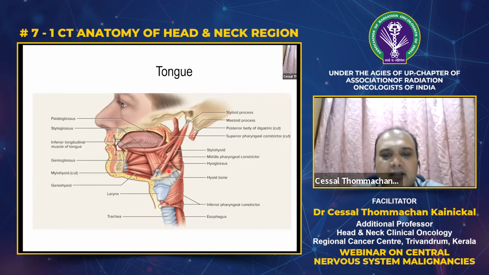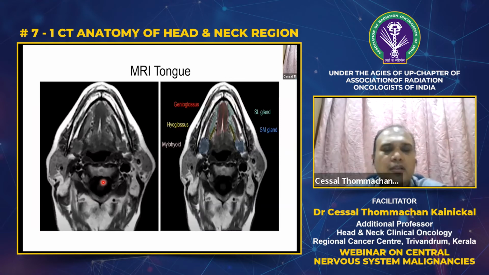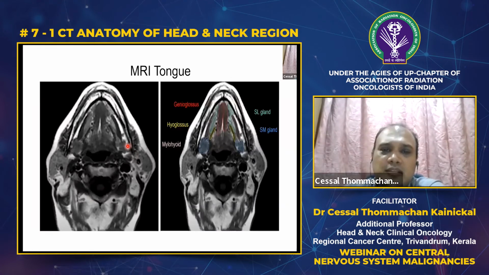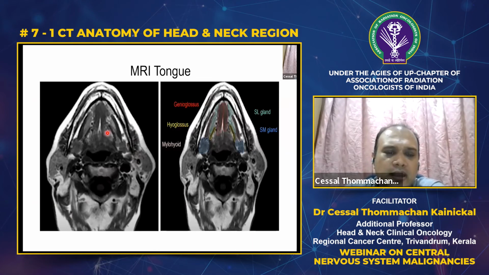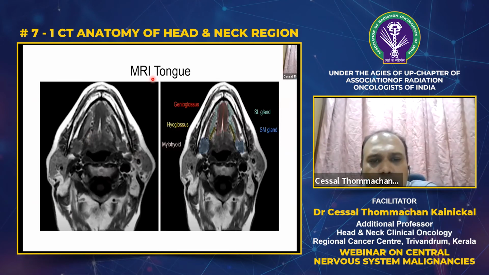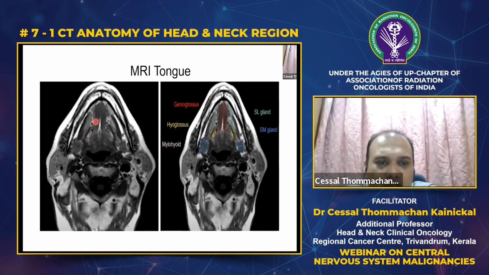We have discussed another muscle which arises from the superior surface of the hyoid, that is the middle constrictor muscle. So how will it look in the CT scan or MRI? In CT scan it is difficult, so we will take an MR. This is nothing but the geniohyoid muscle. This is geniohyoid muscle.